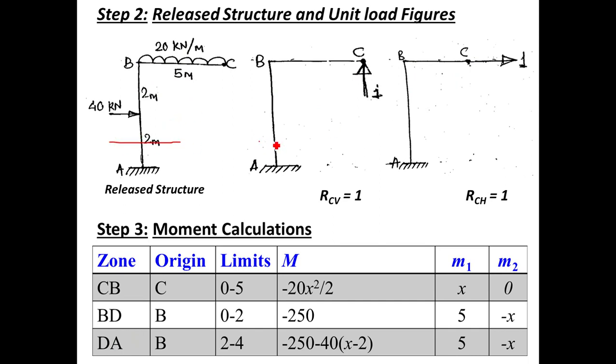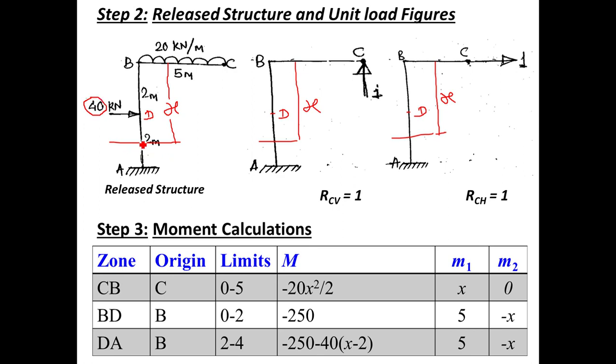So take a section in the third zone, point D, at a point where the point load is acting, that is point D. Now the distance from the origin is x, means from point B it is x. So this distance is x. In all three figures, mark the distance x. Now observe the upper portion of the section. In the released structure figure, there are two loads. One is the UDL and the second is the point load.